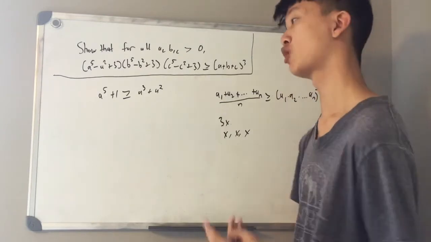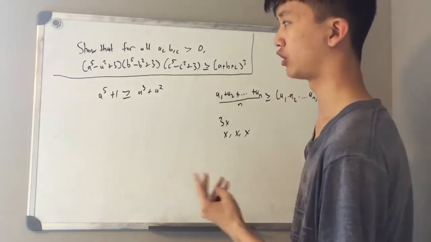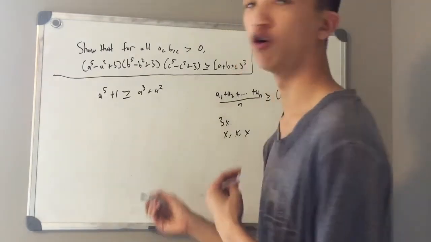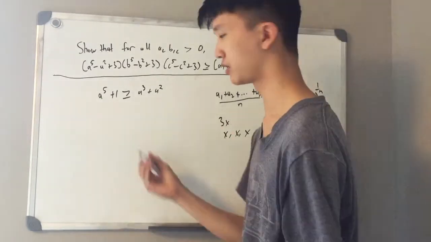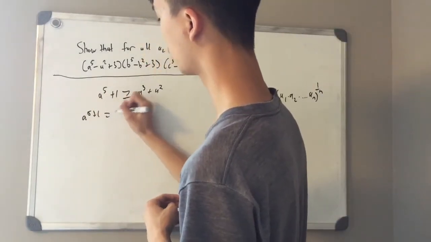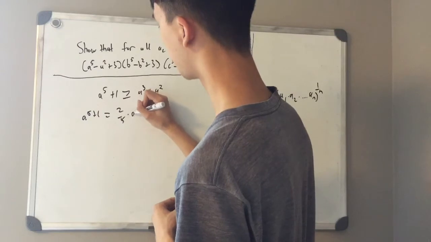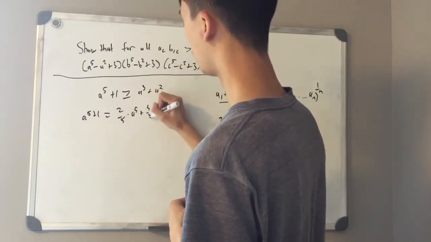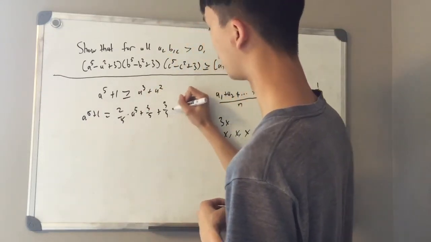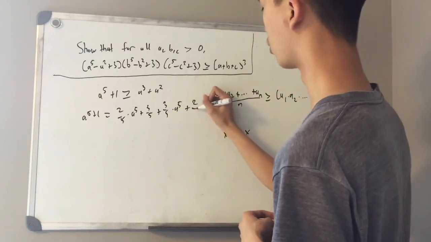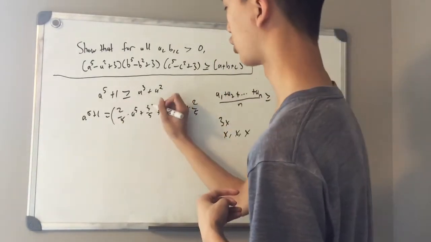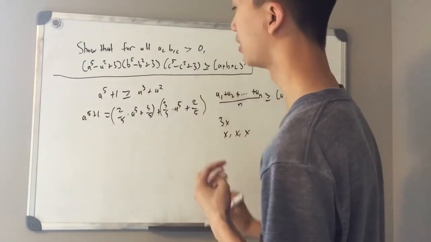Well, in this example, I'm trying to show that a to the 5 plus 1 is greater than or equal to a cubed plus a squared. And so, what if I separated this into two terms? So a to the 5 plus 1 is equal to 2 over 5 times a to the 5 plus 3 over 5, plus 3 over 5 times a to the 5 plus 2 over 5. So let's take these two terms at a time and these two terms at a time and then apply them into AMGM.